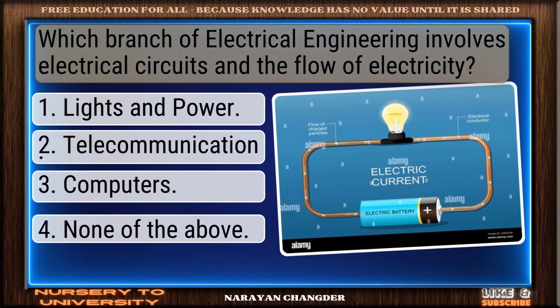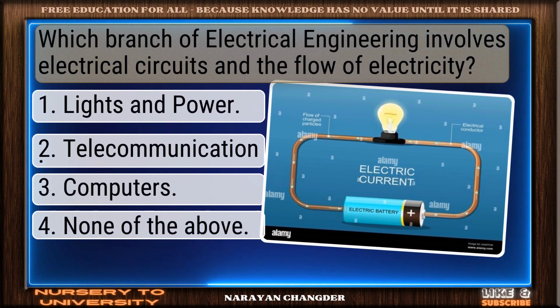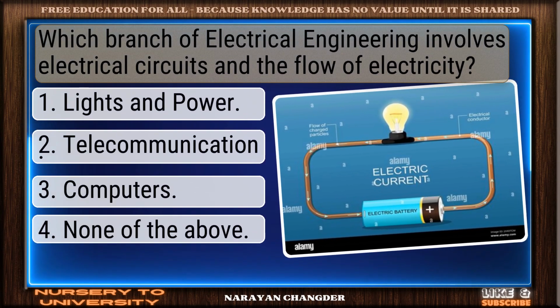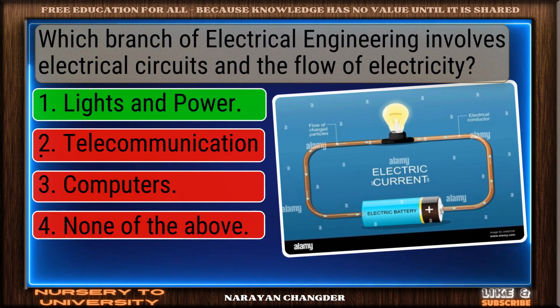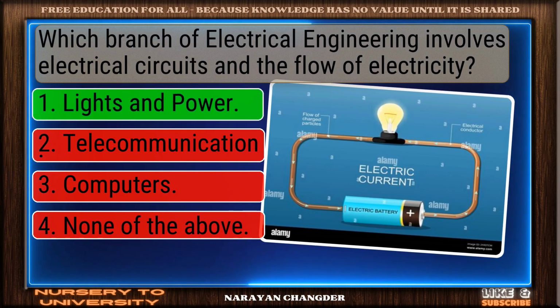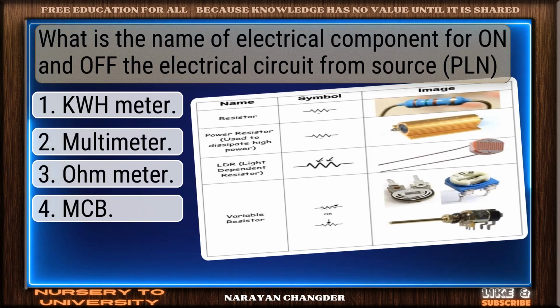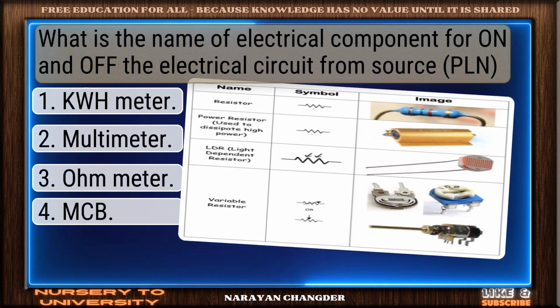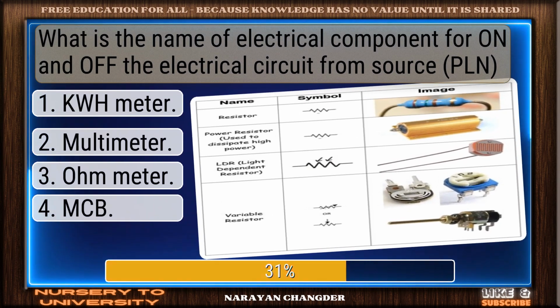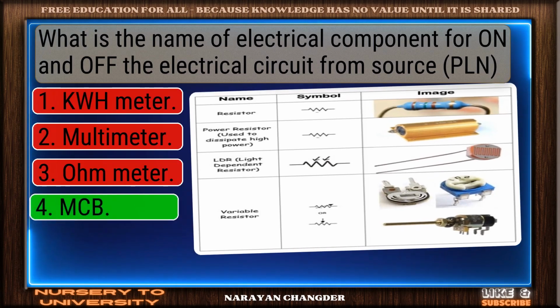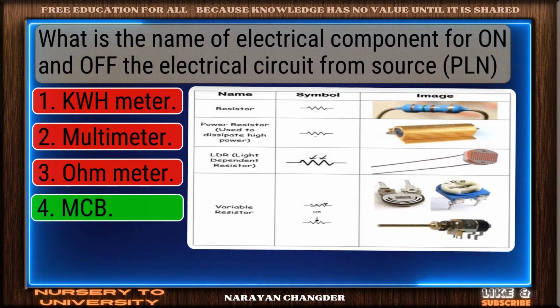Which branch of electrical engineering involves electrical circuits and the flow of electricity? You got it. Your choice, lights and power, is right. What is the name of the electrical component for switching the electrical circuit on and off from the source? Smart move. MCCB is an accurate answer.